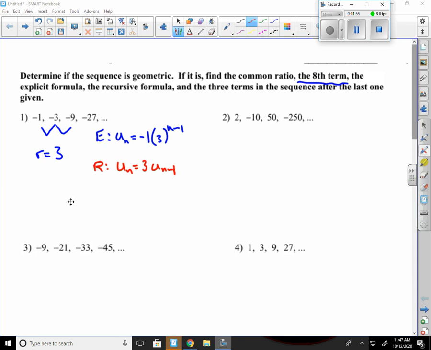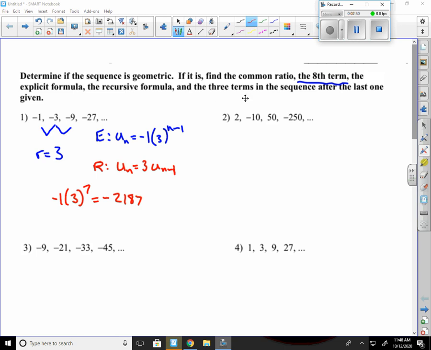Now let's find the eighth term in the sequence. To find the eighth term, I'm going to just multiply this out or plug an 8 in for my n. Negative 1 times 3 to the n minus 1, which is 7. 3 to the 7th is 2,187 times negative 1 gives me negative 2187.